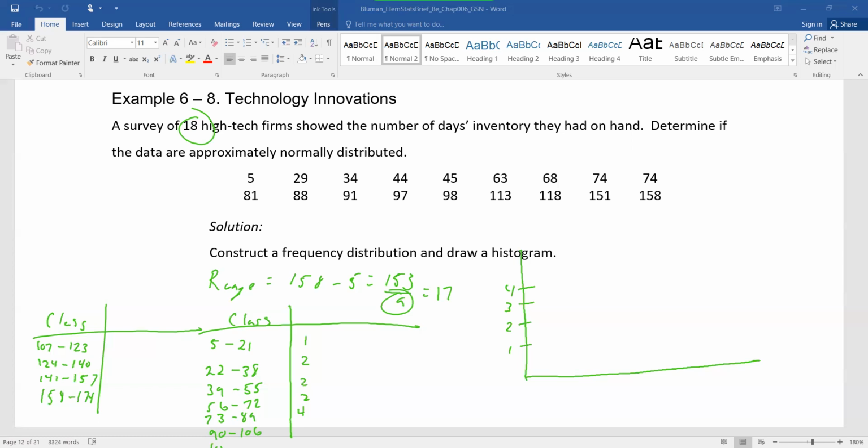90 to 106 would be 1, 2, 3. 107 to 123, 1, 2. 124 to 140 would be 0. 141 to 157 would be 1. And 158 to 174 would be 1. All right, so maybe not so much. We might be able to get something out of this.